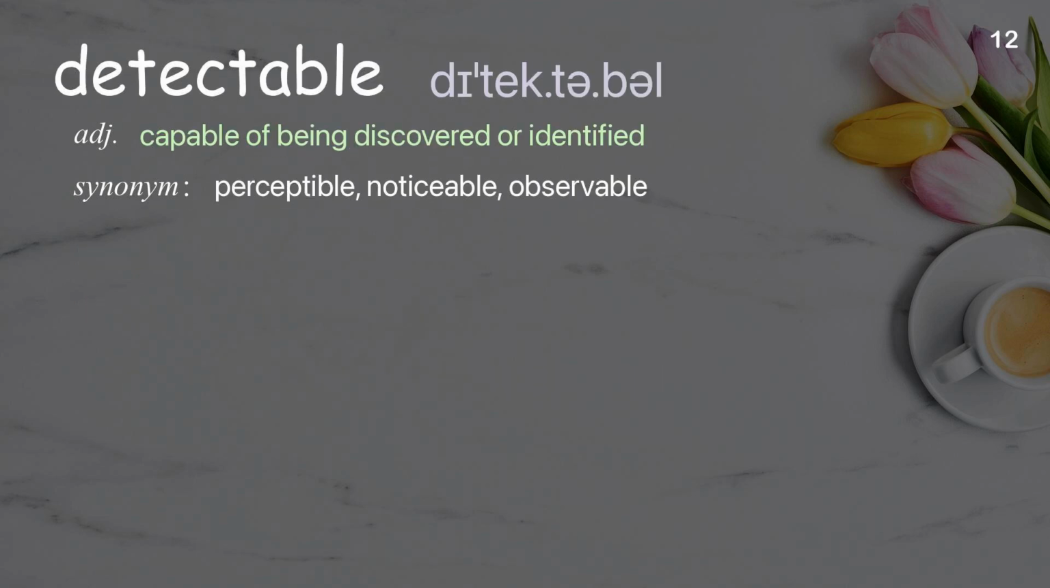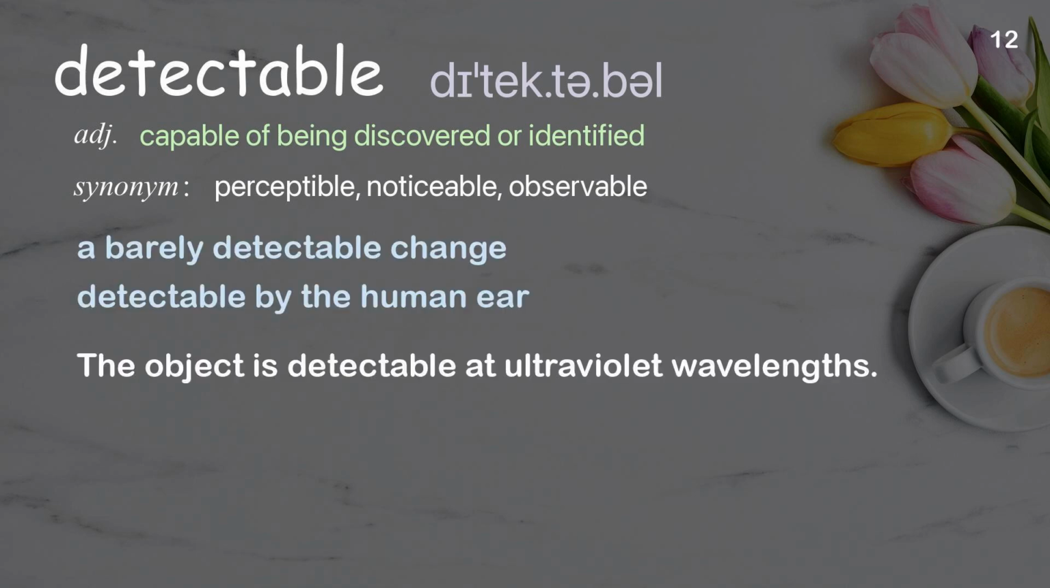Detectable. Capable of being discovered or identified. Examples: A barely detectable change. Detectable by the human ear. The object is detectable at ultraviolet wavelengths.